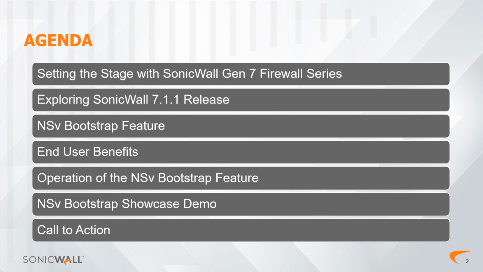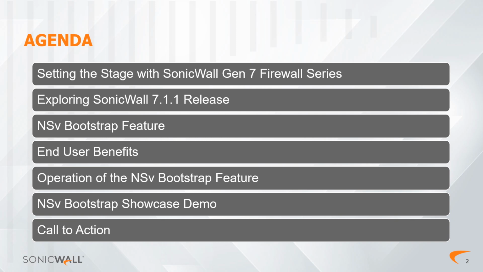this video. We open with Setting the Stage, where we will explore the many features of the Gen 7 firewall series, which is the foundation for our latest SonicOS release. Next is Exploring the 7.1.1 release, where we'll dive into the high-level features and benefits of SonicOS. During the NSv Bootstrap feature, we'll introduce and explain key functionality. In end-user benefits, we will delve into why this new feature matters for both end users and partners.